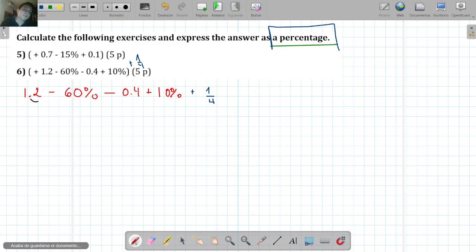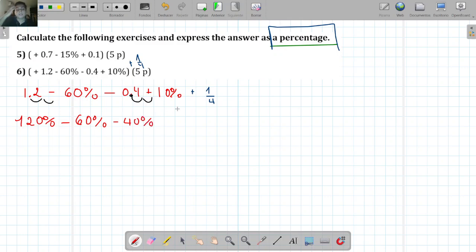1.2, to make it a percentage, we are going to move the decimal point 2 places to the right, leaving that at 120%. The 60% is already a percentage. Again, this is a decimal, we move it twice, leaving us with 40%. We already have the 10% as a percentage.